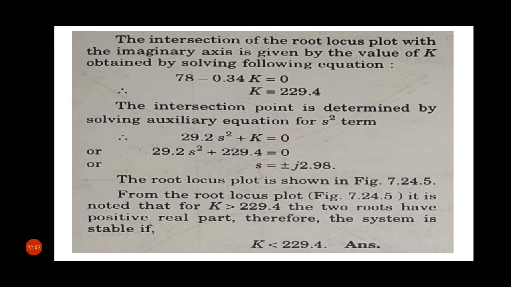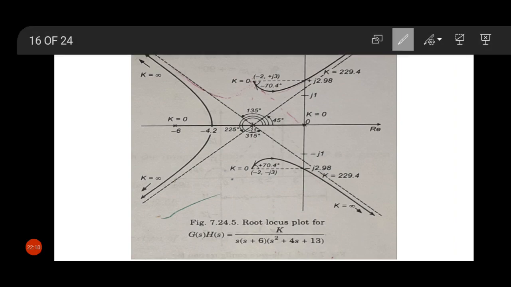So from this equation we calculate s equal to plus minus 2.98 j. That means this intersection point is plus 2.98 j and this intersection point is minus 2.98 j. Okay, so this is our complete root locus plot of our system G(s)H(s) equal to k divided by s into (s plus 6) into (s square plus 4s plus 13).